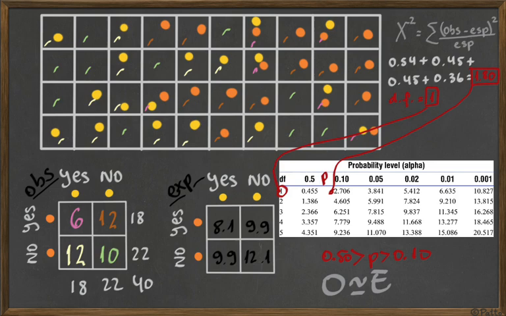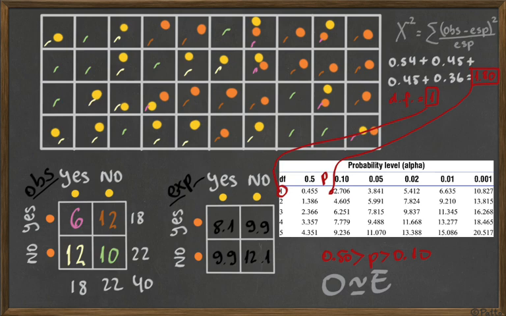So observed is not definitively different from the expected. I cannot say that they are different, so I say that observed is similar to the expected. And if the observed is similar to the expected, that means that there is no positive or negative association. That means that in this case, the species are distributed more or less randomly. They don't prefer to be together, and they don't prefer to be separate.